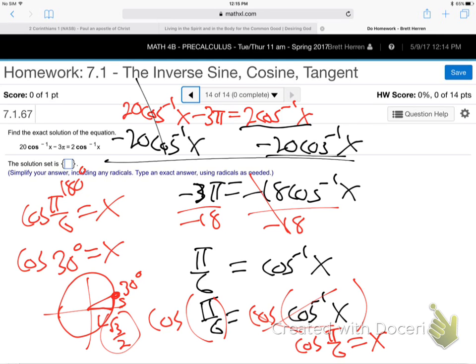Good? Questions on that? Everybody okay with that? 30 degrees. Could do all that with no calculator? All right. But we'll review it just to be thorough.